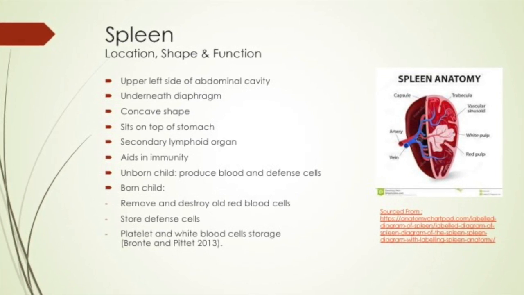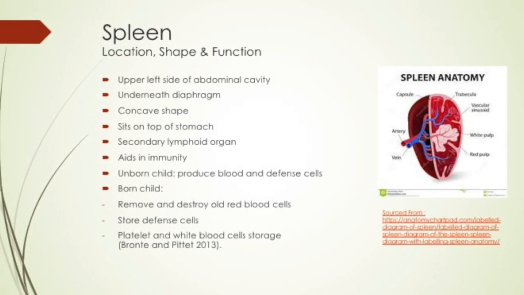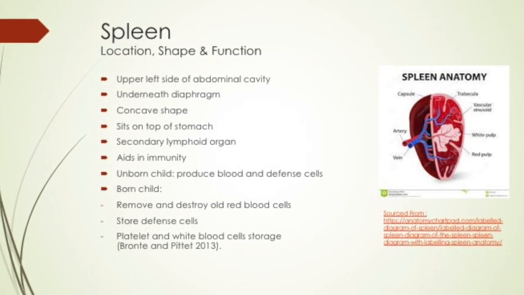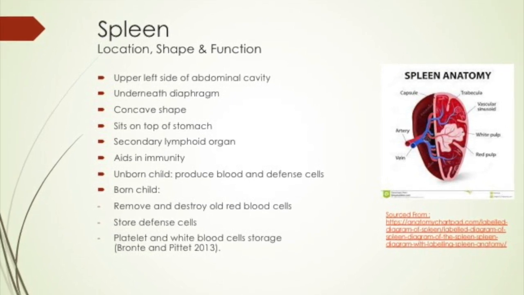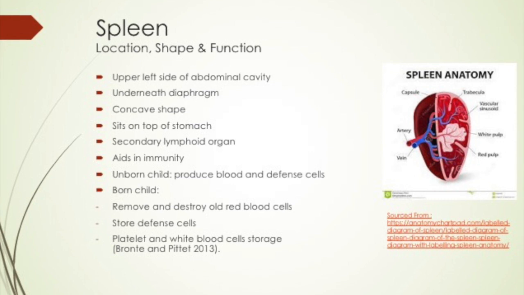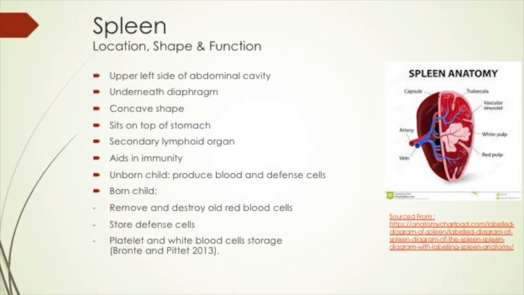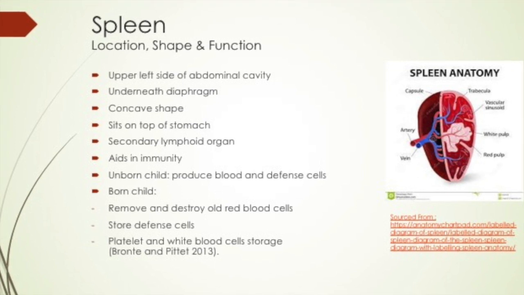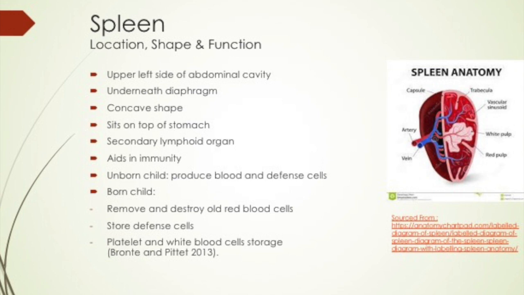In an unborn child, its primary purpose is to produce blood and defense cells, whereas after birth, one of its functions is to remove and destroy old and damaged red blood cells. Another function of the spleen after birth is to store macrophages and B lymphocytes until they are required for immunity. The macrophages engulf pathogens through phagocytosis, and the B lymphocytes produce antibodies if required. Platelets and white blood cells are also stored in the spleen.